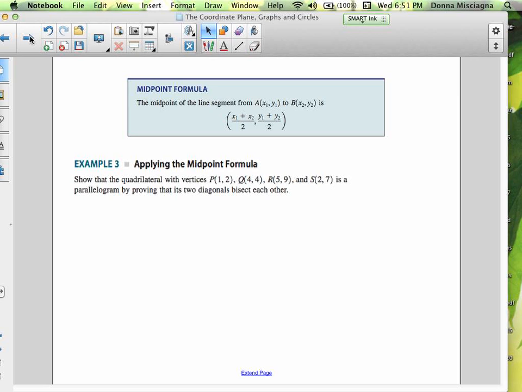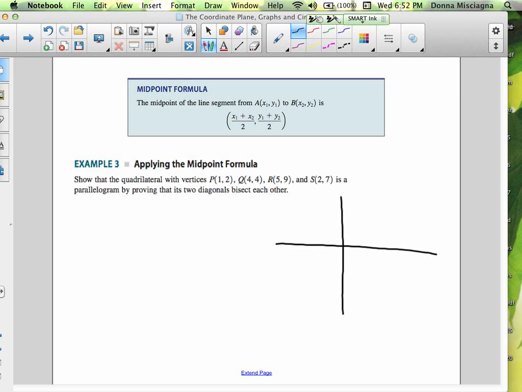Let's do an example. Show that the quadrilateral with vertices P at 1, 2, Q at 4, 4, R at 5, 9, and S at 2, 7 is a parallelogram by proving its two diagonals bisect each other. Now the tricky thing on this problem is you've got 4 coordinates. Make sure you choose the right ones, right? Because only 2 pairs of these are diagonals, and some of these are sides.